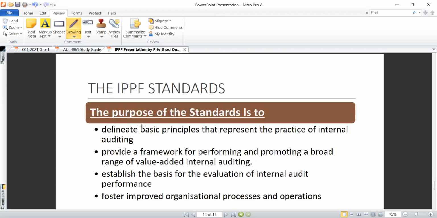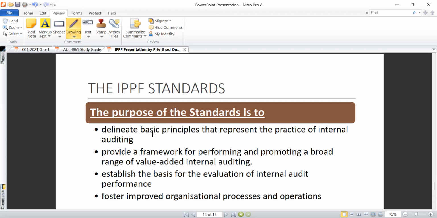So that is all to do with the IIA Code of Ethics. Then just to talk about standards, because I just want to make sure that I give you an intro to it. When you're talking of the IPPF standards, guys, all they simply do is delineate basic principles that represent the practice of internal auditing. So you're going to see 3 types of standards. There is what we call attribute standards. Attribute standards deal with the auditor and the work that the auditor does. Then there's something called performance standards.